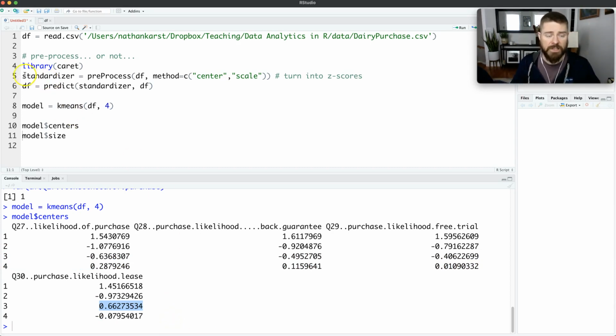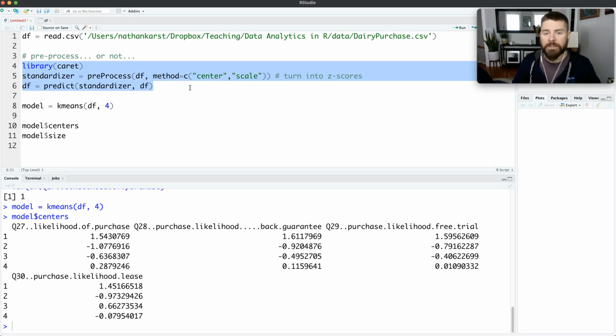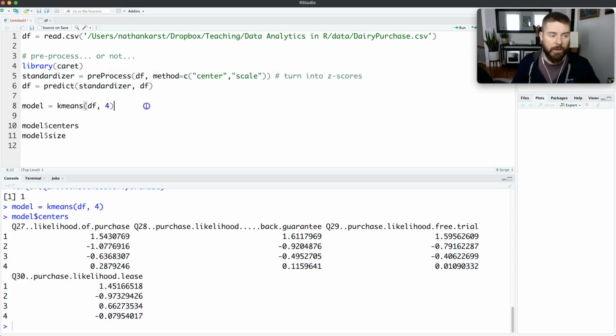So this standardizer does impact the clusters. You will get different clusters for sure if you standardize versus not. But then the other thing you're going to have to do is adjust the way you interpret the outputs.